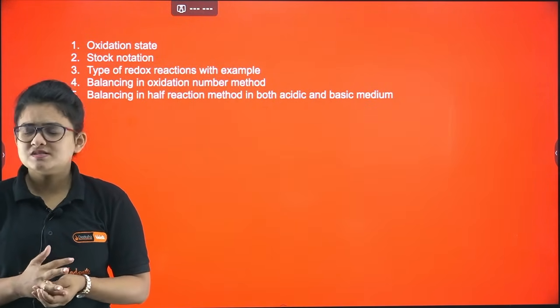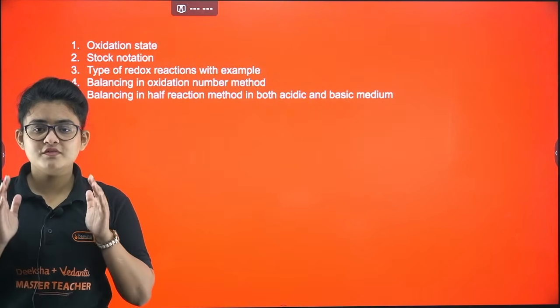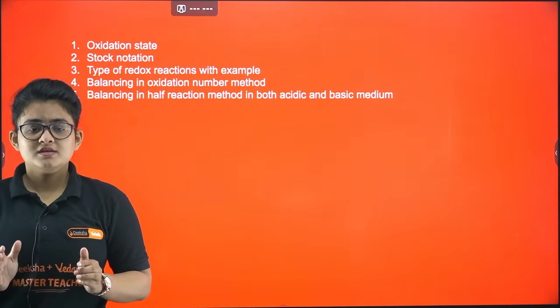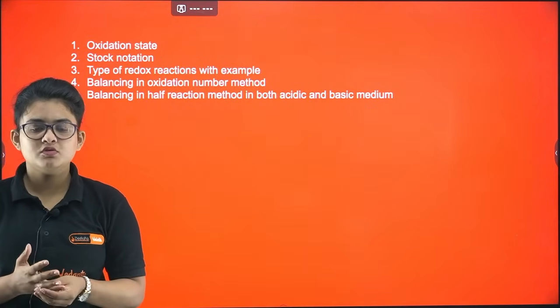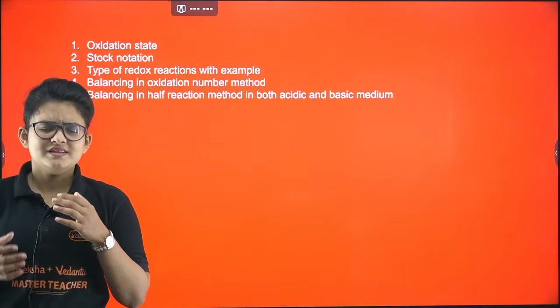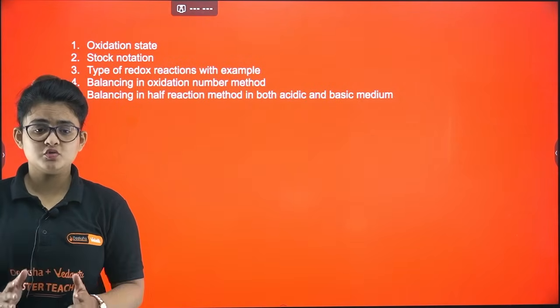Balancing a reaction is very, very important, majorly in half reaction method. Okay, so Fe2+ with oxalate, Fe2+ with MnO4-, these examples are very common. Please make sure that you are going through them.